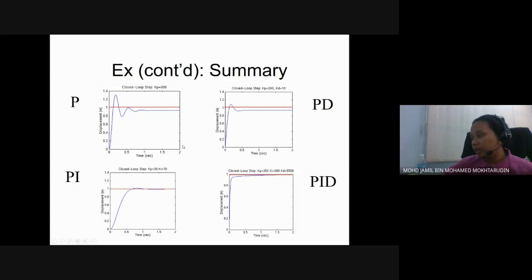So this is a summary of all of the controller combinations: P, PD, PI, and PID. For PID, you can get the best time response closer to your desired time response.